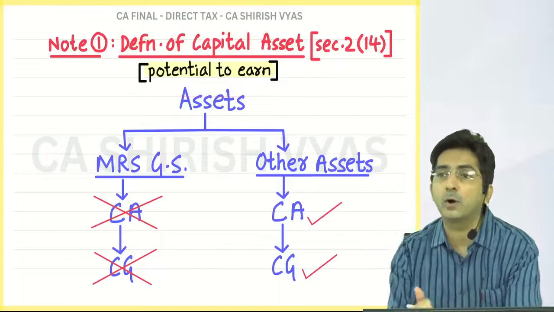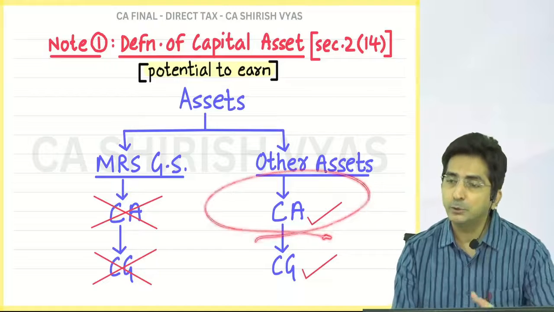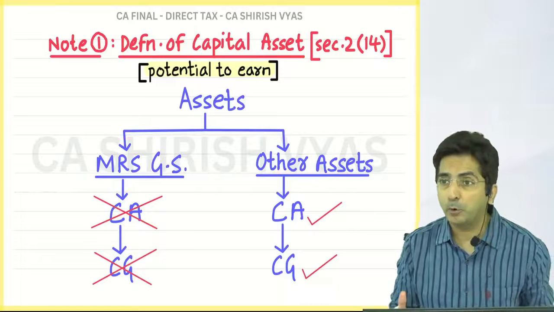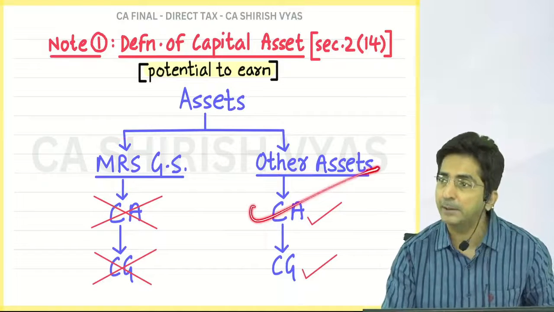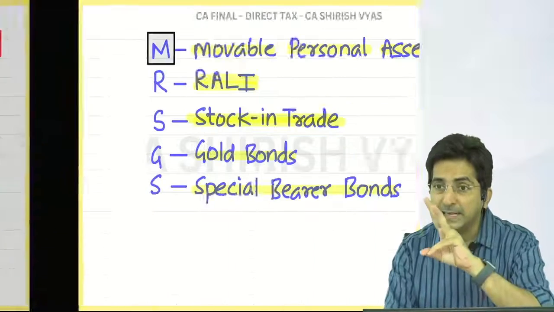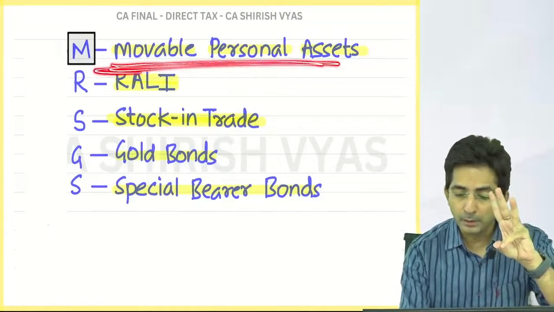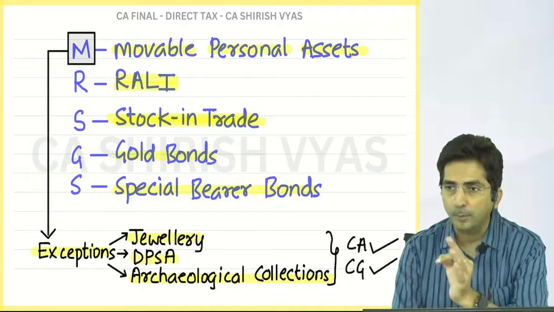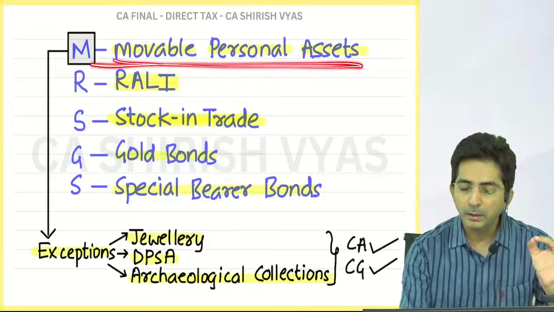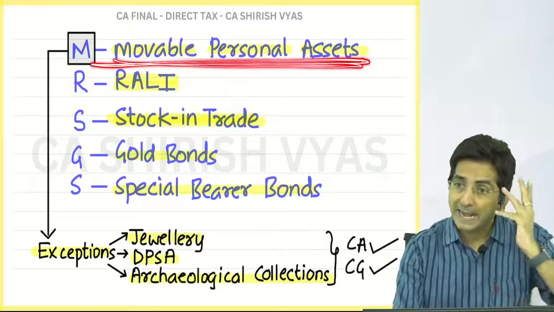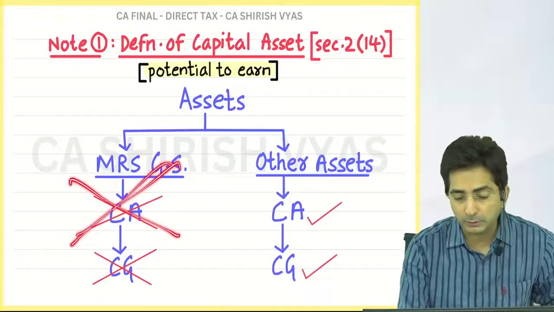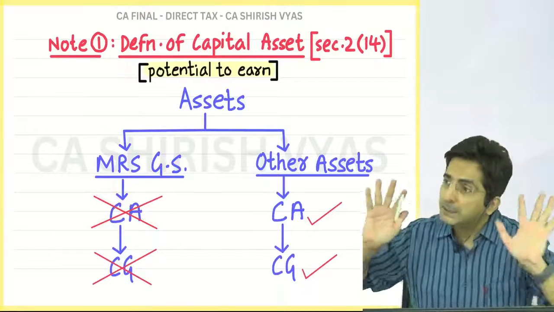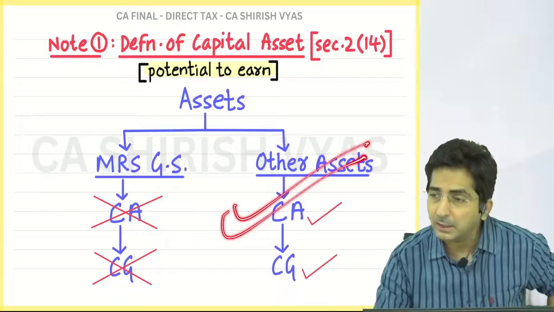Anything which has potential to earn is a capital asset. And jewelry, although it is a movable personal asset, since it has potential to earn, is a capital asset, and capital gain will arise. There are three exceptions among movable personal assets. Look at these three points. What is common? They are all movable personal assets. So from that angle, you should feel it is not a capital asset. But exception means exception. Although they are movable personal items, we will treat them as a capital asset.